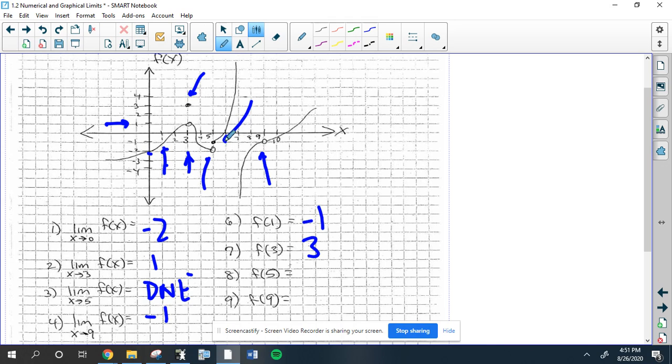At 5, you see this closed point here. That's where the function is defined. So f of 5 equals -1. And finally, f of 9. There's an open circle, and there's no other point here to define it. So there's no definition of the function at 9. So you can say undefined. Some people will say DNE, doesn't exist. That's okay. Undefined is better when you're talking about the value of a function. There's no defined value.